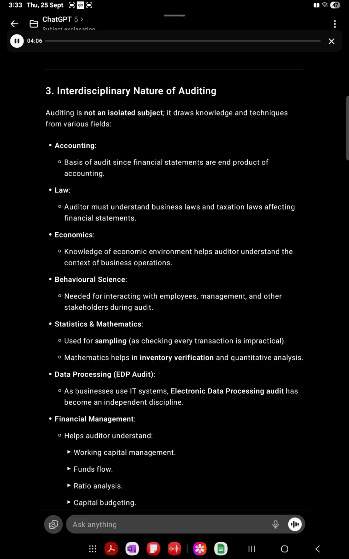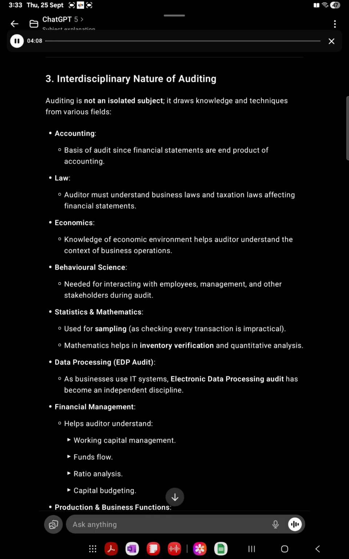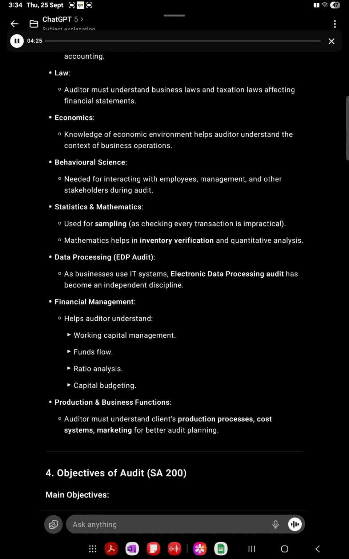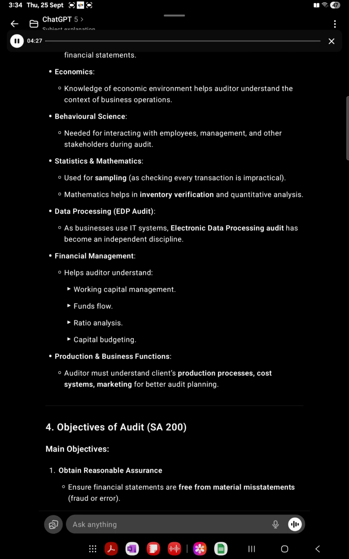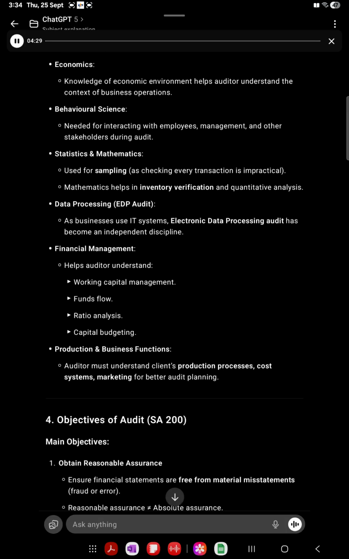2. Interdisciplinary nature of auditing. Auditing is not an isolated subject. It draws knowledge and techniques from various fields. Accounting: the basis of audit, since financial statements are the end product of accounting. Law: the auditor must understand business laws and taxation laws affecting financial statements. Economics: knowledge of the economic environment helps the auditor understand the context of business operations.